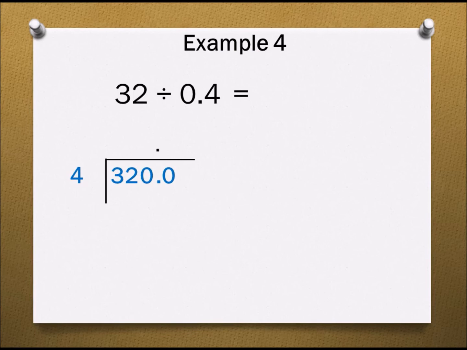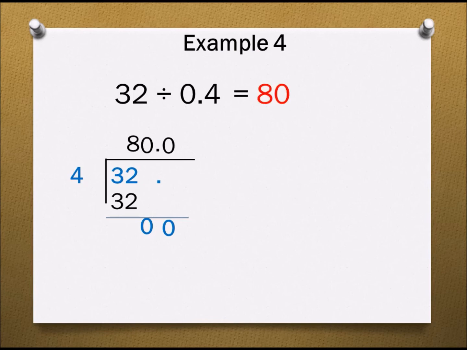So the first thing we should do is put our decimal place in there, and now 4 does not go into 3. 4 can go into 32 8 times. So 8 times 4 is 32. Subtract it, it's going to be 0. So we bring the 0 down. 4 goes into 0 0 times. So we have a 0 right there. And we bring the next 0 down. 4 goes into 0 0 times. So final answer is 80. So that is multiplying and dividing decimal numbers.